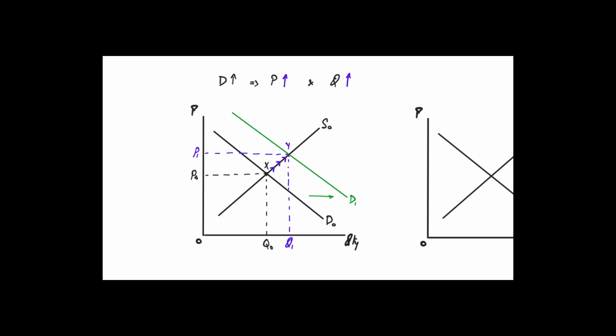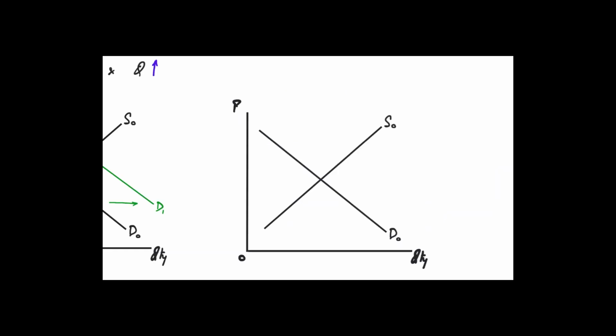And why did this happen? Because the prices went up. When price went up, quantity supplied increases, there is an extension in supply that's taking place. Now, in the second one, we will show that if demand decreases, then what happens to the price and what happens to the equilibrium quantity.